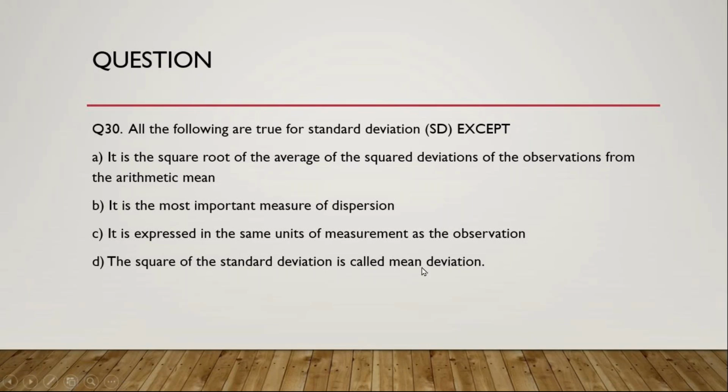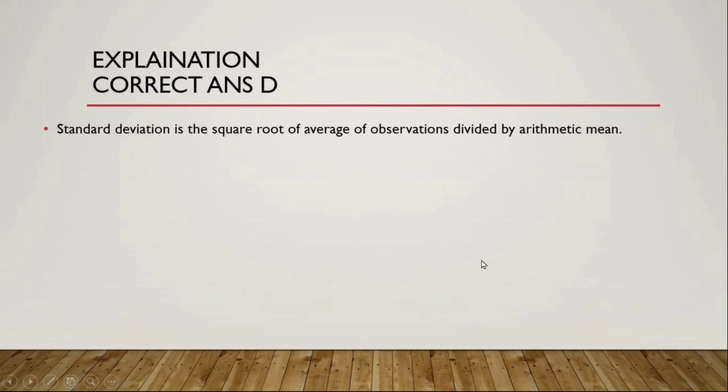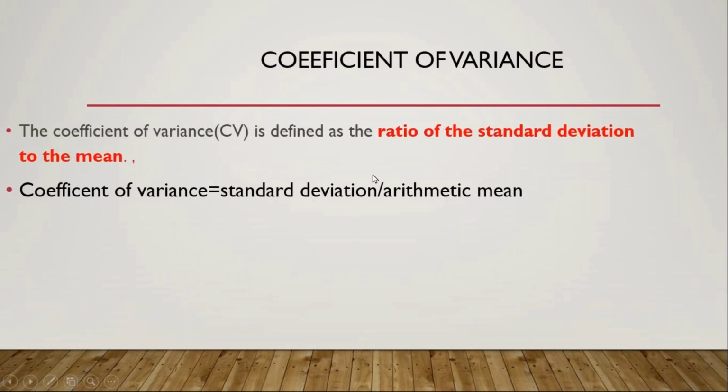Option D, square of the standard deviation is called mean deviation. So what is true? The square of standard deviation is called variance. Standard deviation is the square root of the average of observations divided by arithmetic mean. Now the coefficient of variance. The coefficient of variance is defined as the ratio of standard deviation to the mean. So coefficient of variance is equal to standard deviation upon arithmetic mean.